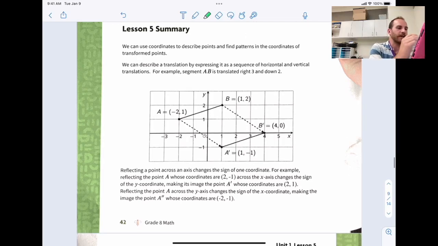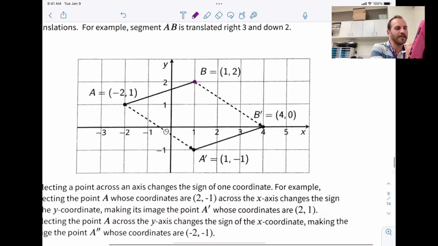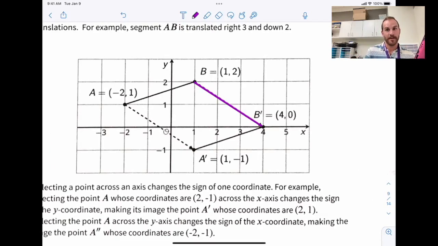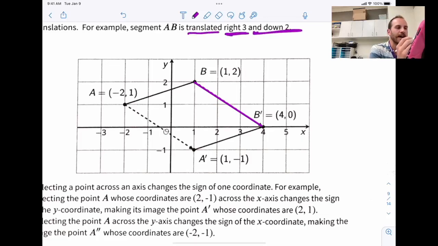All right, so here, I think we've said this before, right? It's hard to describe a distance diagonally down, right? If I said diagonally down 4 units, I mean, is that down 2 over 2? Is that down 1 over 3? I'm not really sure. So the best way to describe this is being translated to the right 3 and down 2.